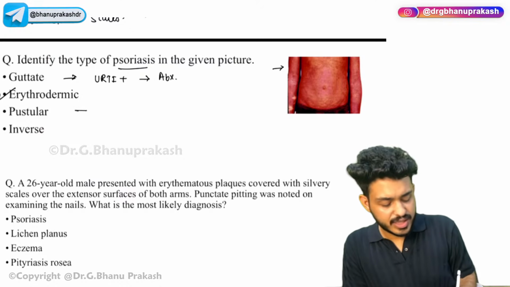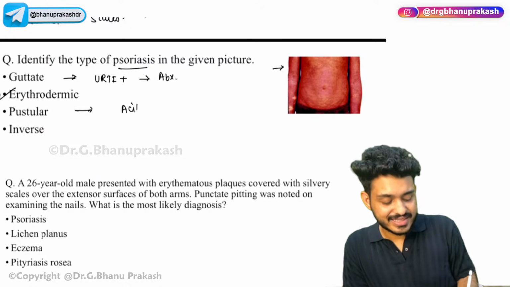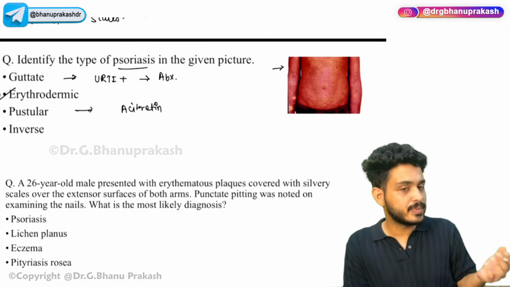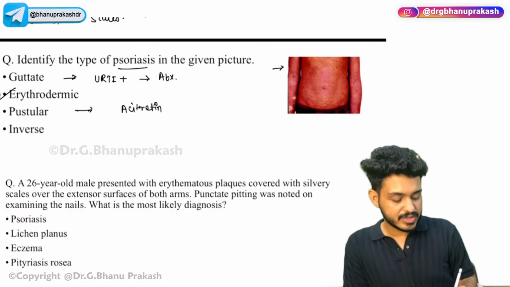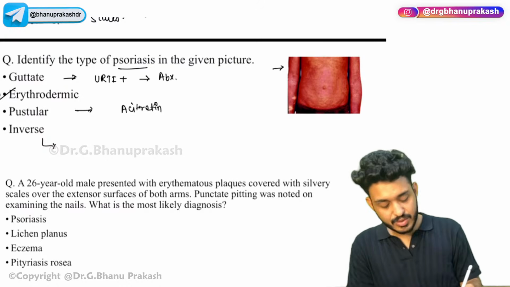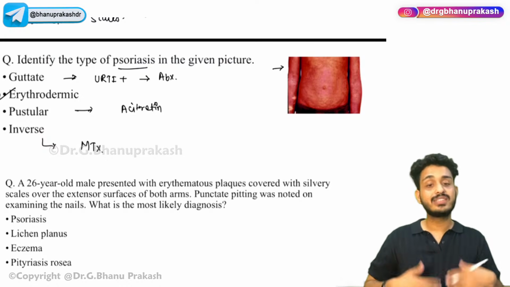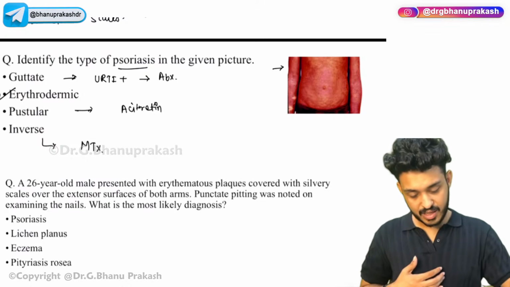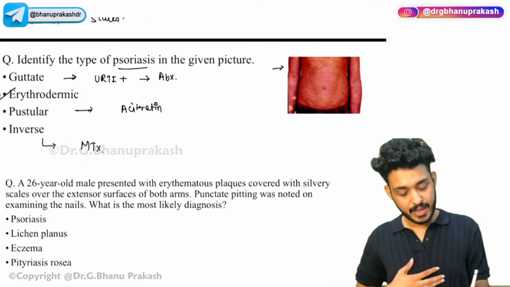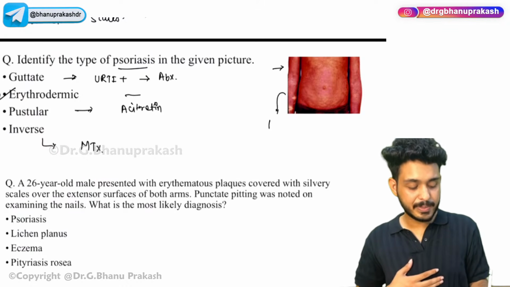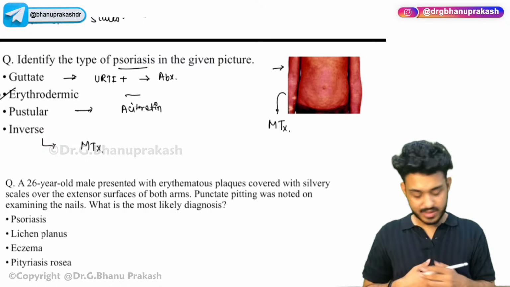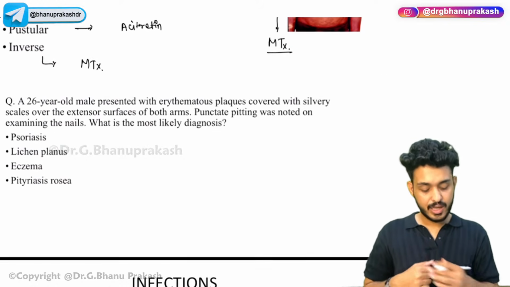Pustular psoriasis, drug of choice we have already discussed. That is your acitretin. You will be having scaling plus pus. That would be your pustular psoriasis. For inverse psoriasis, the drug of choice will be methotrexate. Inverse means the psoriasis is present on your flexor surfaces. Erythrodermic, the treatment of choice will be again methotrexate. Now you understand drug of choice. Try to answer this one.